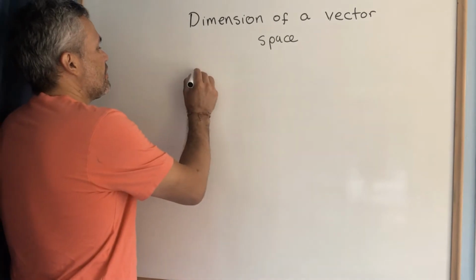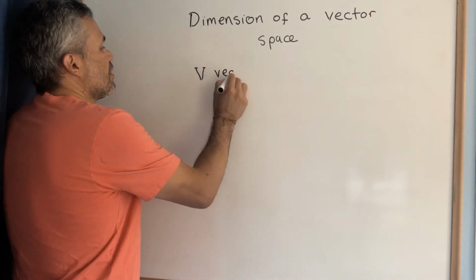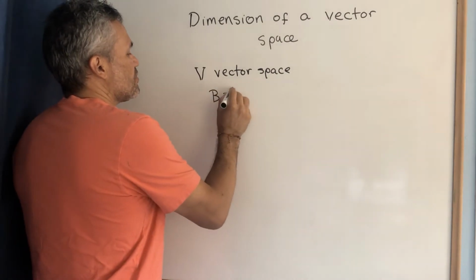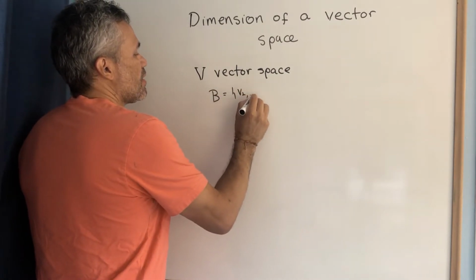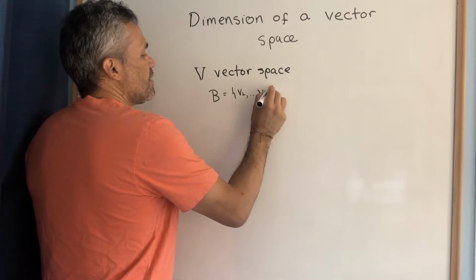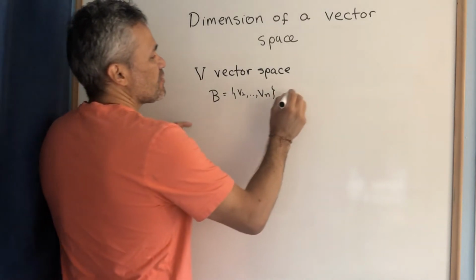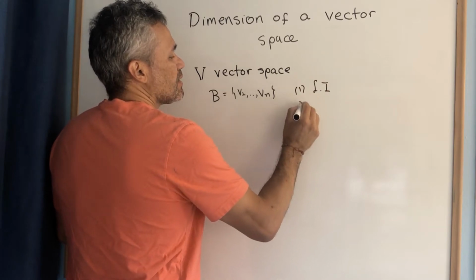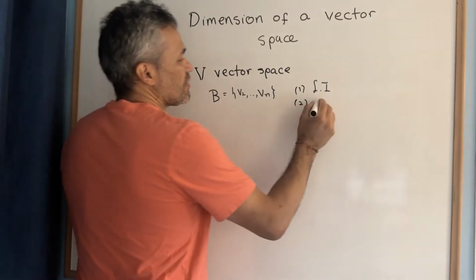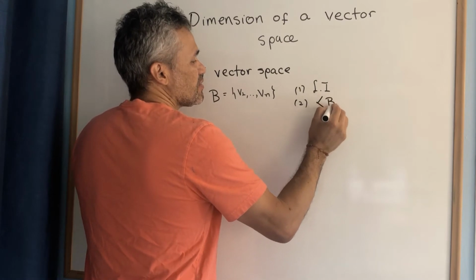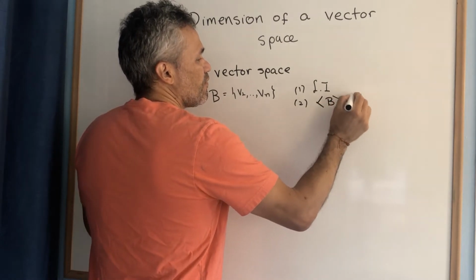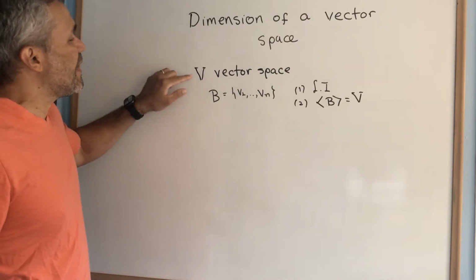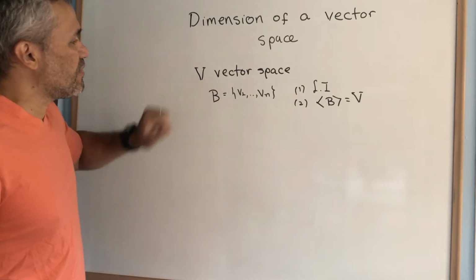We have seen that given a vector space, a basis is a collection of vectors v1 up to vn such that these vectors are linearly independent and they span the whole vector space. Then the span of that set is the whole vector space. We have seen that we can find many bases for the same vector space.